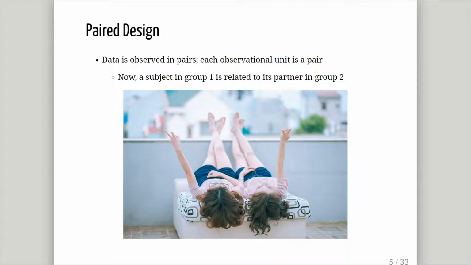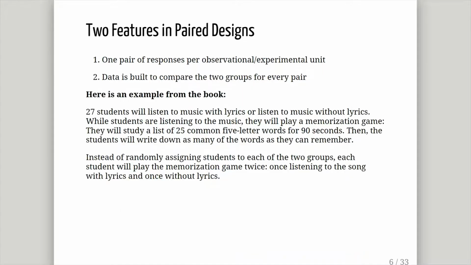You can see the prime example of this is identical twins. The girl on the left is very related to the girl on the right. I'll give you a few other examples later on.